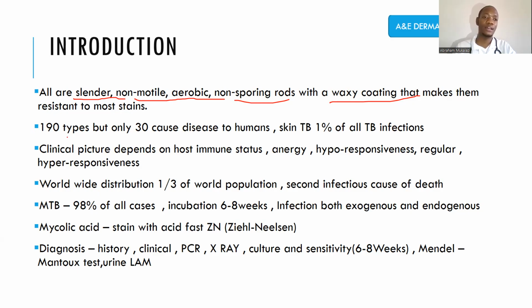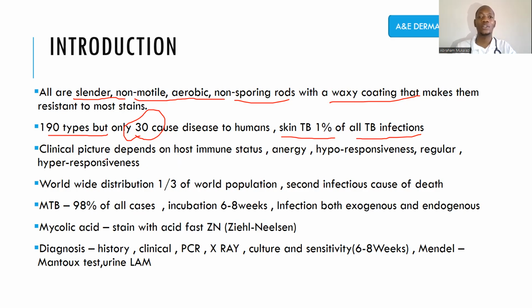So this group has about 190 genotypes that have been recorded, but only about 30 of them have been implicated in human diseases. And tuberculosis of the skin, or skin TB, only contributes to 1% of all the TB infections. So majorly, it usually causes pulmonary disease, or TB of the lungs.